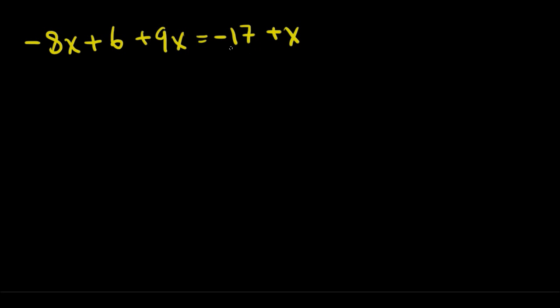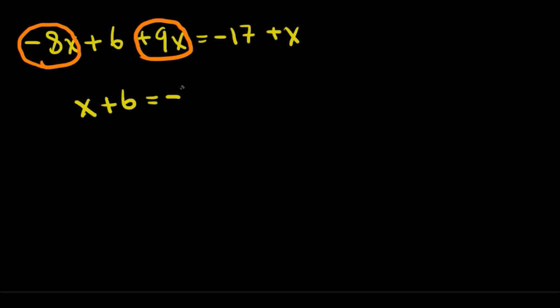Now we're going to look at an example that has no solutions. Negative 8x plus 6 plus 9x equals negative 17 plus x. First, we want to see if we can combine any like terms on both sides. So negative 8x plus 9x. That would leave us with 1x plus 6 on the left side equals negative 17 plus x.